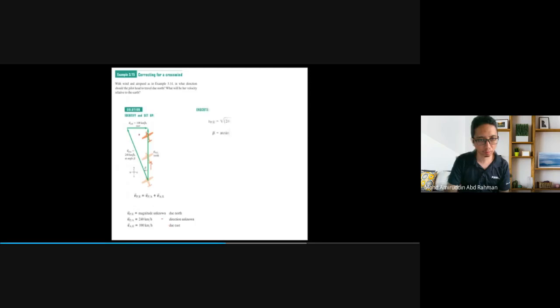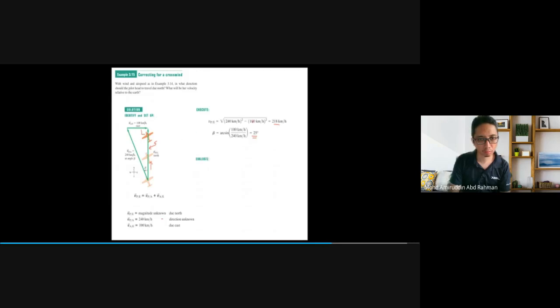We can execute a solution to this problem by recognizing that this forms a right triangle, and we're going to first calculate the magnitude of this side of the triangle, which is obtained by squaring the hypotenuse, subtracting this side, which is 100 kilometers per hour squared, and taking the square root, and it's 280 kilometers per hour. The angle is obtained by noticing that the sine of beta is opposite over hypotenuse, so beta is equal to the arc sine of this ratio, which is going to be 25 degrees west of north.